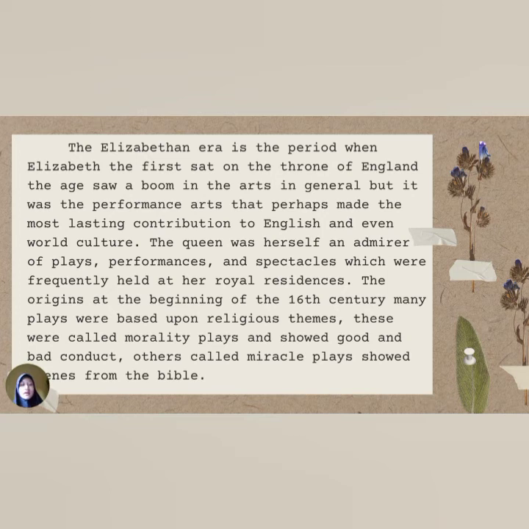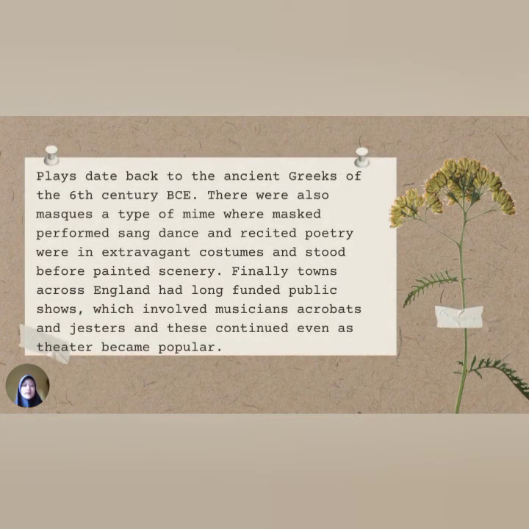At the beginning of the 16th century, many plays were based upon religious themes. These were called morality plays and showed good and bad conduct. Others, called miracle plays, showed scenes from the Bible. Plays date back to the ancient Greeks of the 6th century BCE. There were also masques, a type of mime where masked performers sang, danced, and recited poetry, in extravagant costume and before painted scenery. Finally, towns across England had long funded public shows, which involved musicians, acrobats, and jesters, and this continued even as theater became popular.